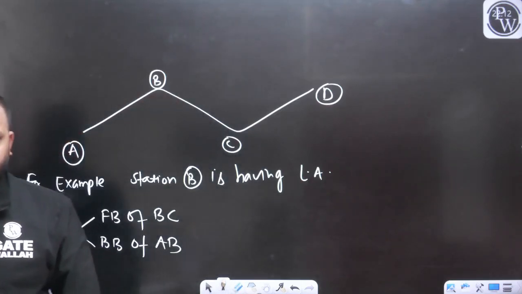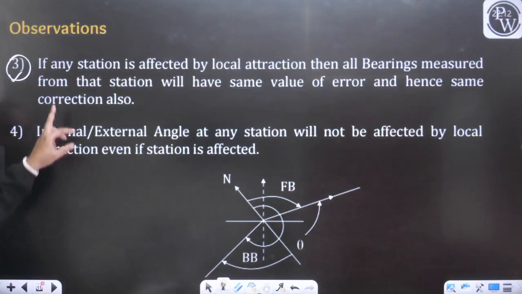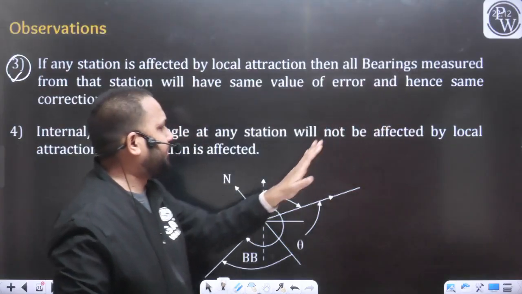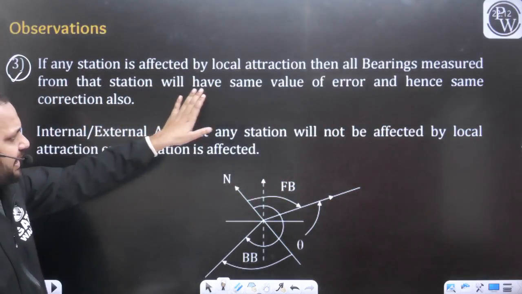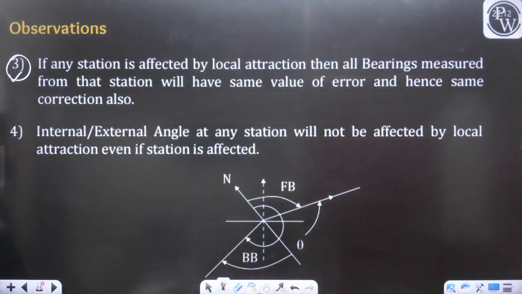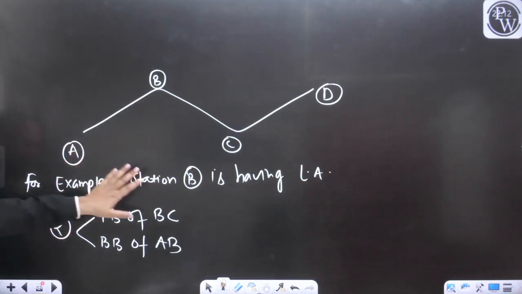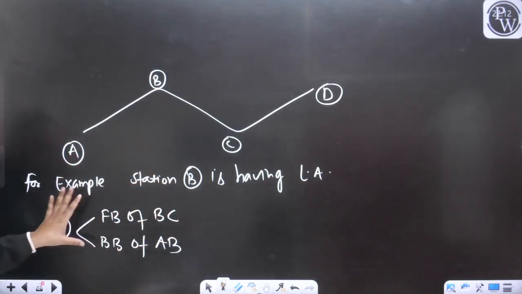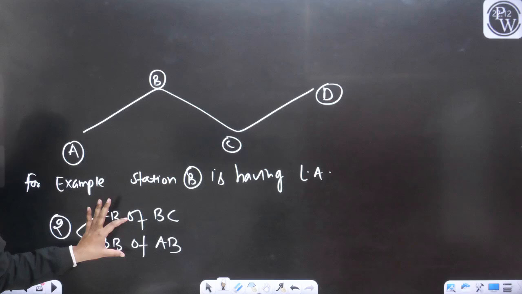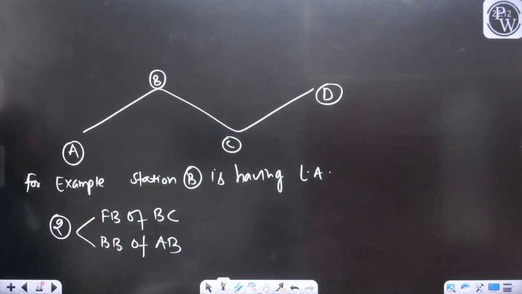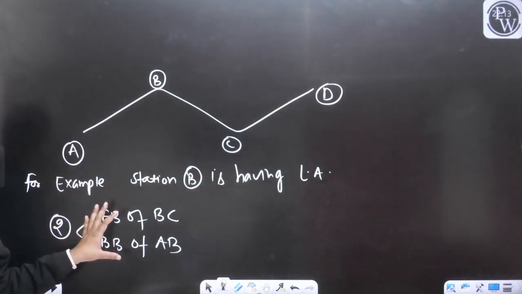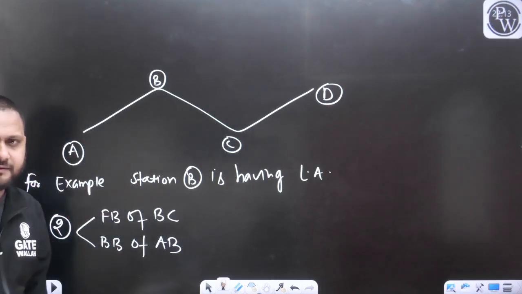So what does this observation say? Now read. If any station is affected by local attraction, then all bearings measured from that station will have the same value of error, and hence the same correction is also required. If station B has local attraction, both readings we have measured from station B will have the same error. To correct all these readings, we need to apply the same correction.